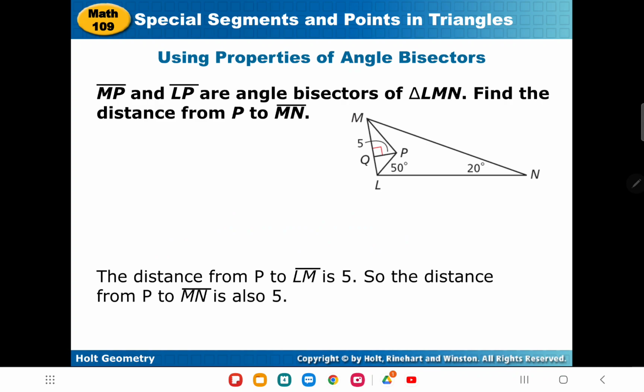In this problem, we'll use some angle bisectors. You'll notice that we have LMN. The distance from P to MN must be the same as the distance from P to LM. So we see this segment 5, and even though it looks kind of tiny, that's just an artifact of the way this figure is drawn. This distance here is also going to be 5 in length. Finally, the distance from P to LN is also 5, and that point P is our incenter.